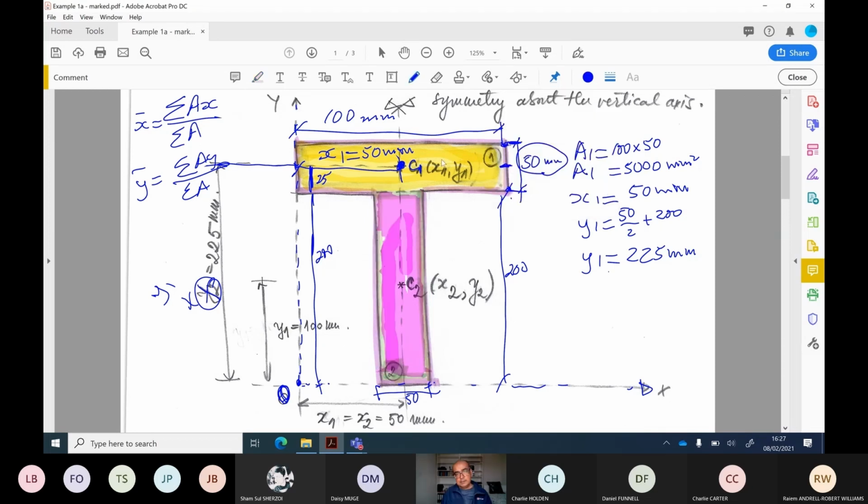Now this second area, the horizontal dimension is 50 and the vertical dimension is 200. So can I say A2 is equal to 50 into 200? This will be 10,000 millimeters square.